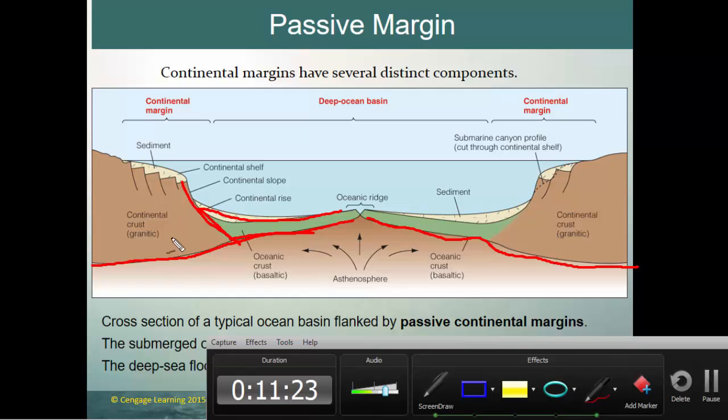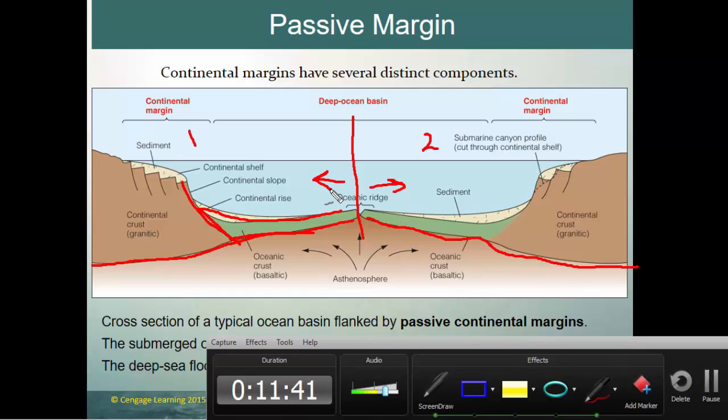So this is the continental lithosphere and then the oceanic lithosphere. These are two separate plates, one plate and a second plate. And the plate boundary is right here at the ocean ridge. This is a divergent boundary where those two plates are spreading apart.